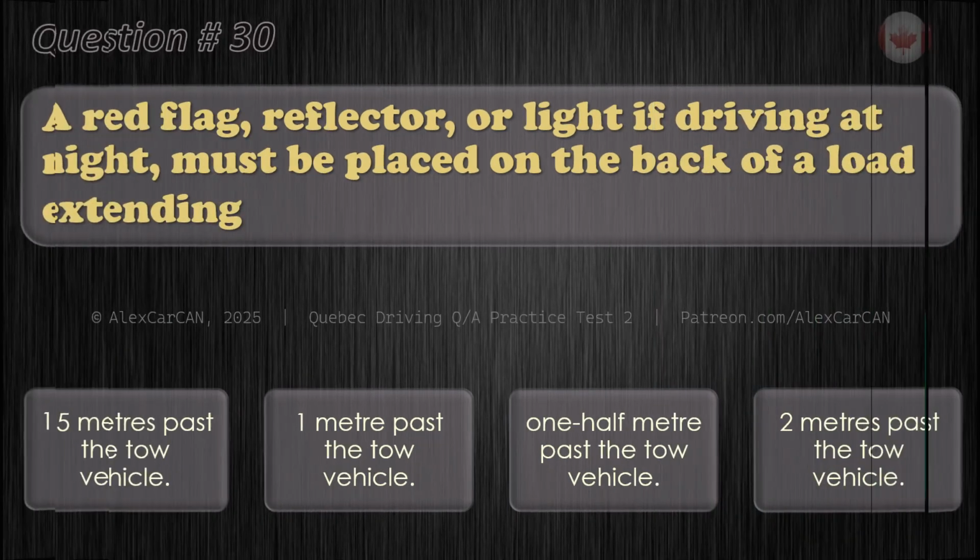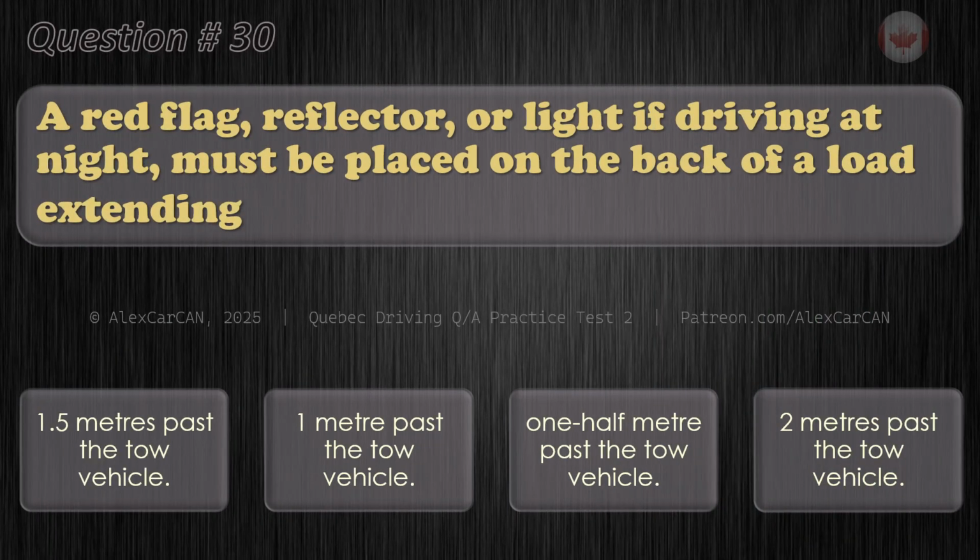Question number 30. A red flag, reflector, or light if driving at night, must be placed on the back of a load extending 1.5 meters past the tow vehicle, 1 meter past the tow vehicle, 1/2 meter past the tow vehicle, or 2 meters past the tow vehicle.